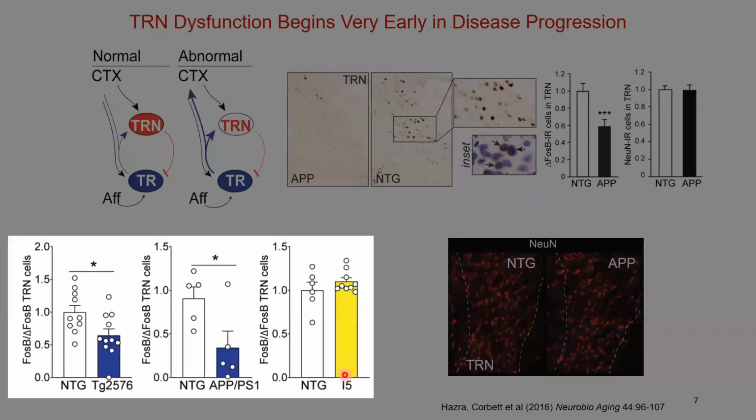And when we tested in I5 mice, which show overexpression of APP, but here it's the healthy, wild type human APP expression, which does not lead to A beta production, contrary to J20 mice, which express the mutant APP. So we found that the accumulation and overproduction of A beta does not relate to the reduction in activity of TRN, as shown with the I5 mice.